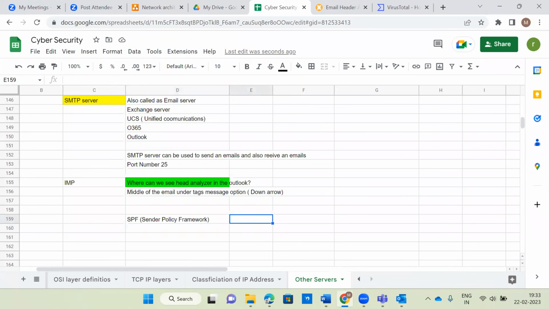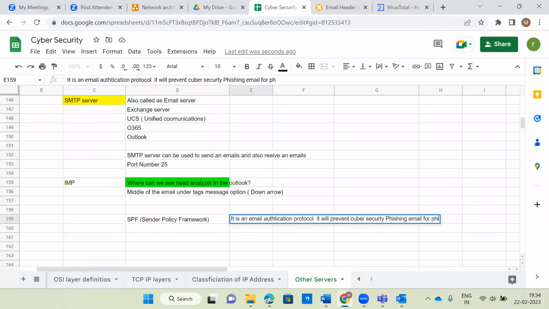Sender Policy Framework. It is an email authentication protocol. What will it do? It will prevent phishing emails from phishing attackers.